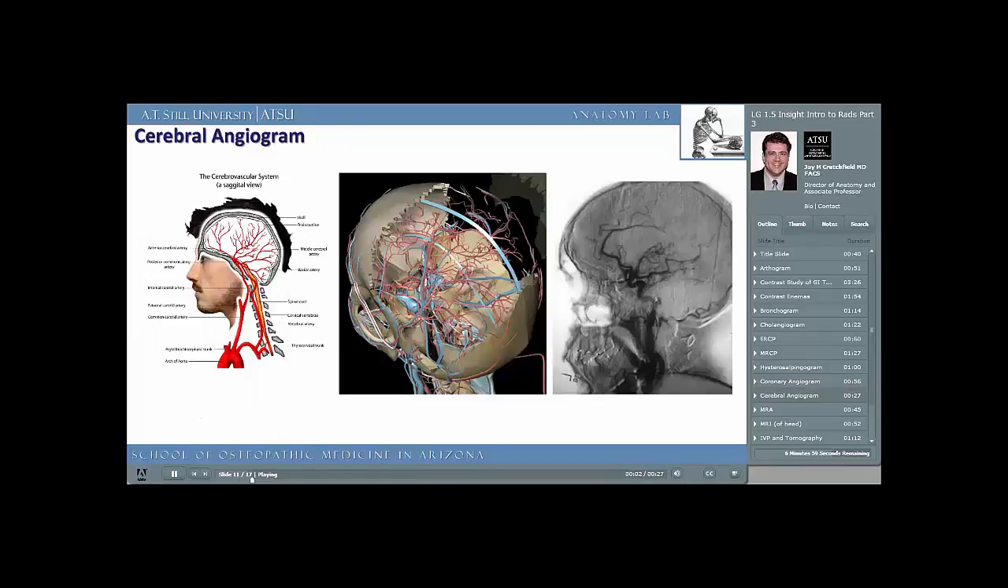Just like coronary angiograms, we can also obtain an image under fluoroscopy of the vasculature of the brain. This is called a cerebral angiogram. Review the anatomy of the image on the left and see if you can locate those vessels in the radiograph on the right. The middle image is taken from Cyber Anatomy, a program you'll have access to via the Learning Resources Center through A.T. Still Memorial Library.